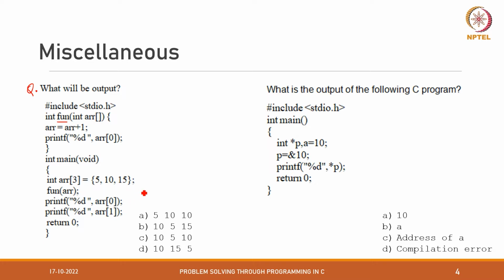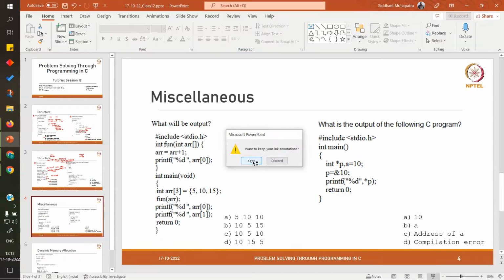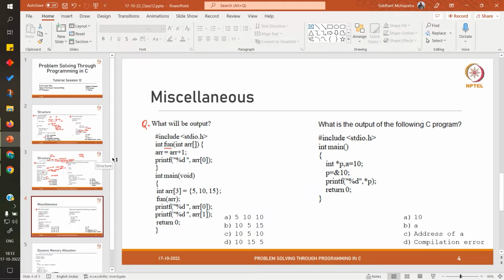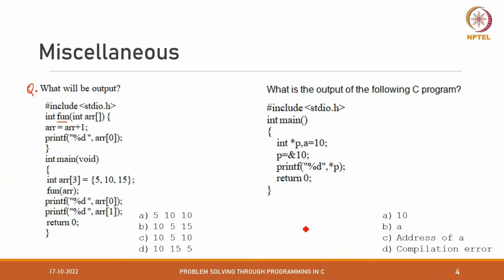So what exactly do you think should be the output from this code? Anyone? Just try to think about what exactly happens when you do this ARR plus 1 operation. Okay, so can you explain why it is option C?